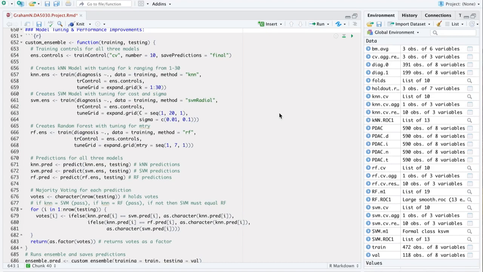And then if the KNN doesn't match the support vector machine or the random forest, by default, the support vector machine and random forest would be the same. So that's kind of how it went through and calculated the majority vote.